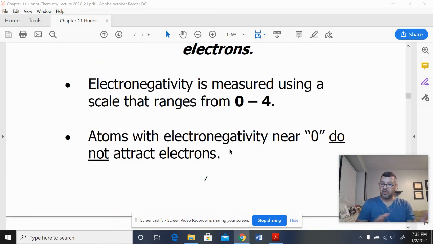Now, how do we tell? Well, there's a number scale for it. The scale ranges from 0 to 4. What does 0 mean? What does 4 mean? What's in between 0 and 4 mean? Well, when an atom has an electronegativity that's near 0, or 0 even better, that means the atom has 0 desire, 0 attraction for another atom's electrons. It must mean that it doesn't need them because it's stable.